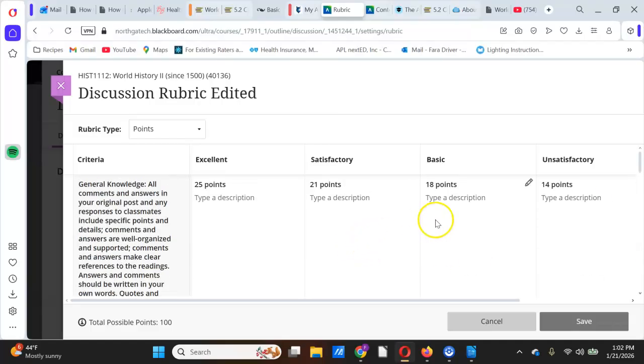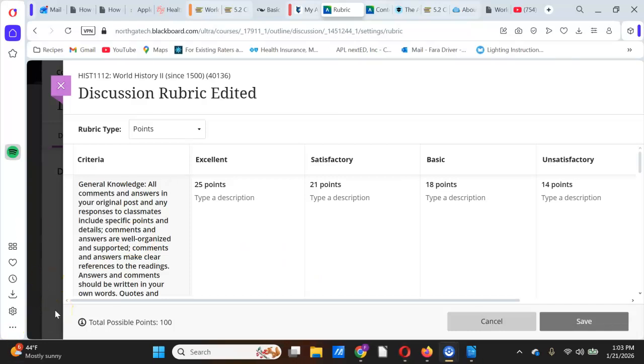So one of the things I want you to take away from this is that the peer comments are worth a total of 40% of your grade on your discussion. So you want to be sure you get those three responses in, and you want to be sure that they address what they're supposed to address in the guided responses.